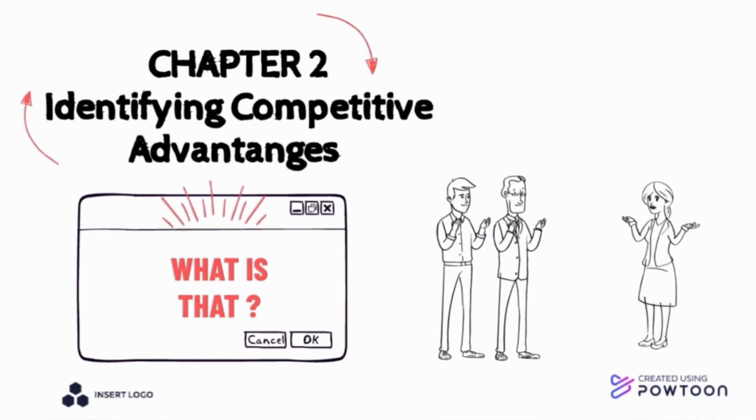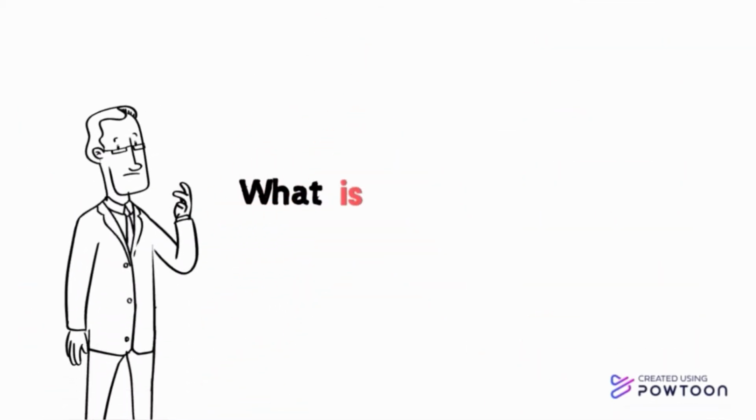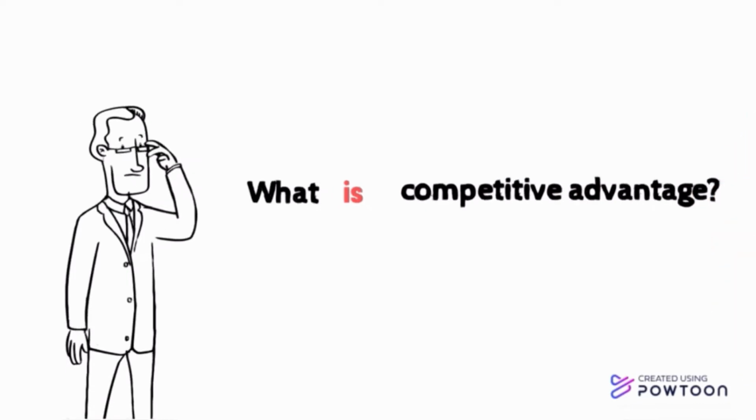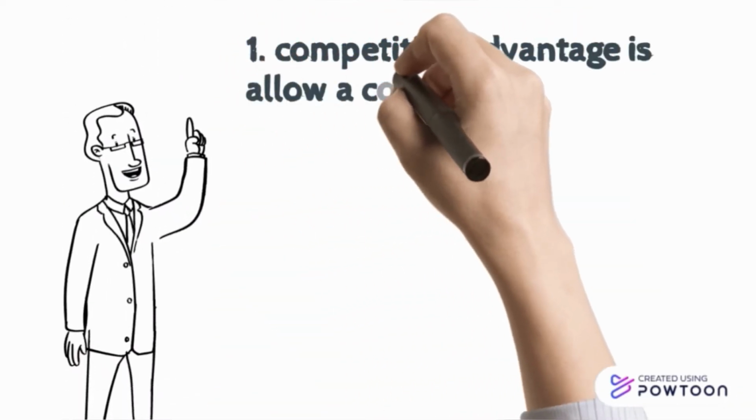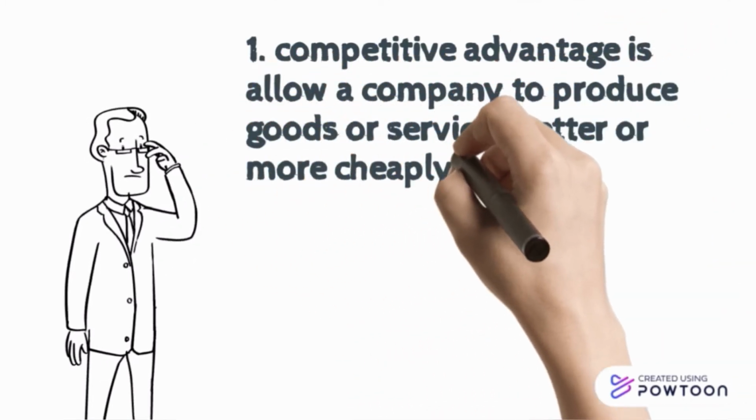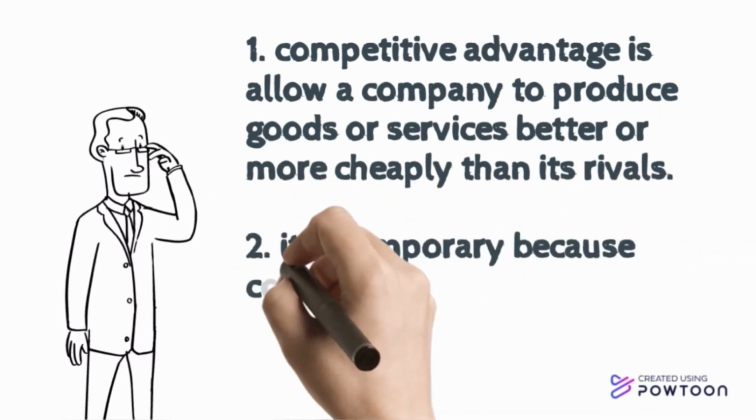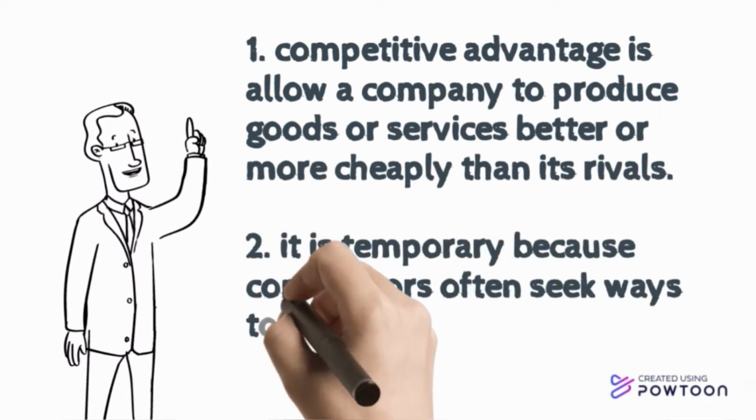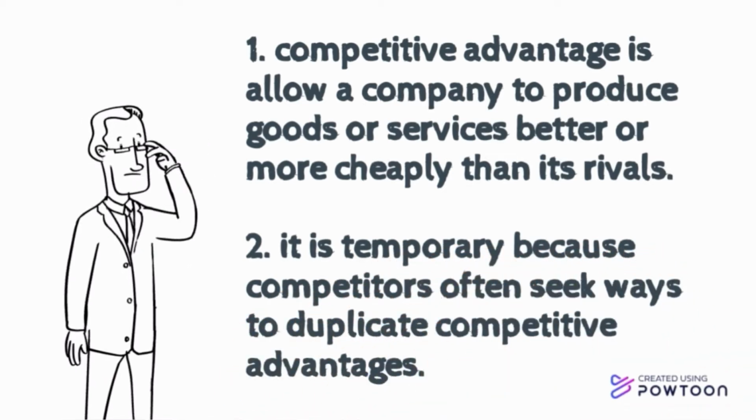Next, in Chapter 2, Identifying Competitive Advantage. Let's get started. So first of all, what is competitive advantage? Competitive advantage allows a company to produce goods and services better or more cheaply than its rivals. It is temporary because competitors often seek ways to duplicate competitive advantages.